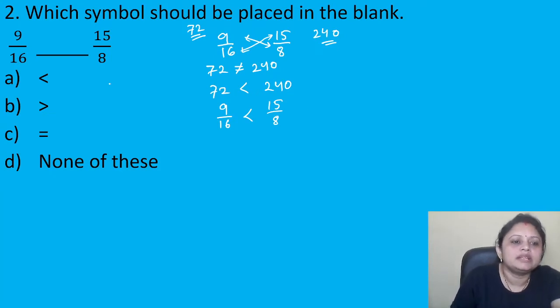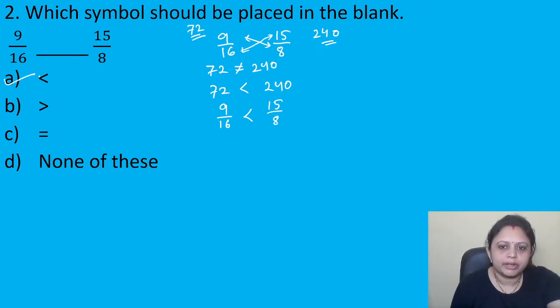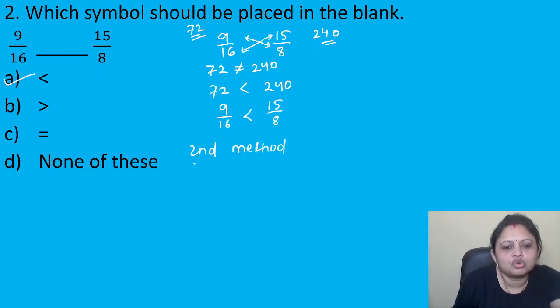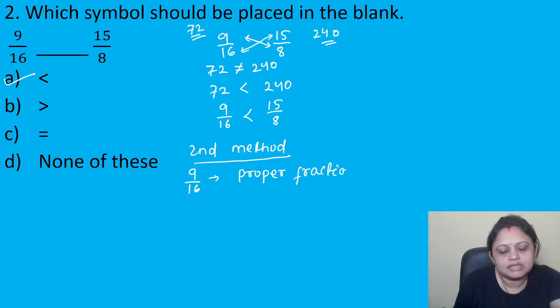Okay, so here the correct answer is option A. It is the first method. In the second method also we can compare it. We can know that 9 by 16 is a proper fraction, that means here the value is less than 1.